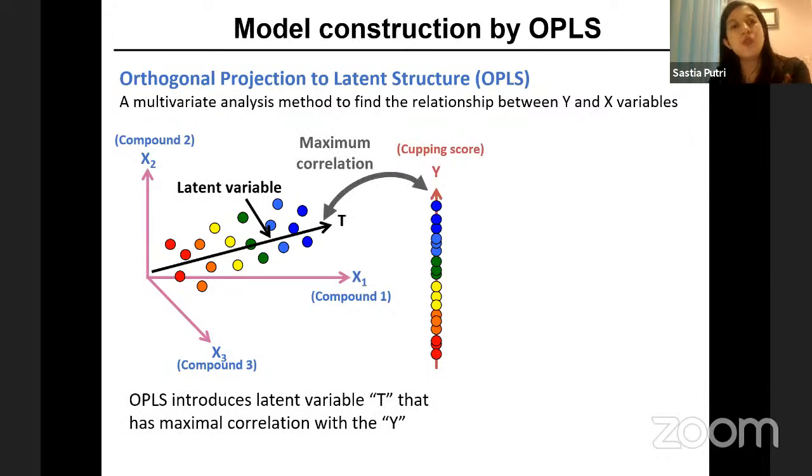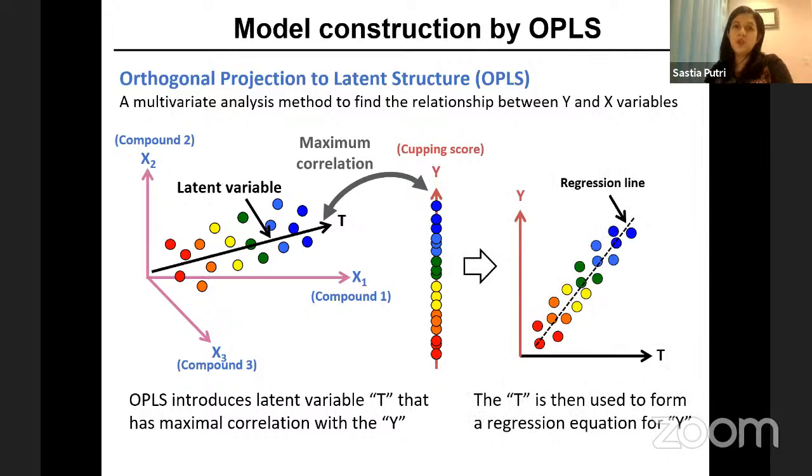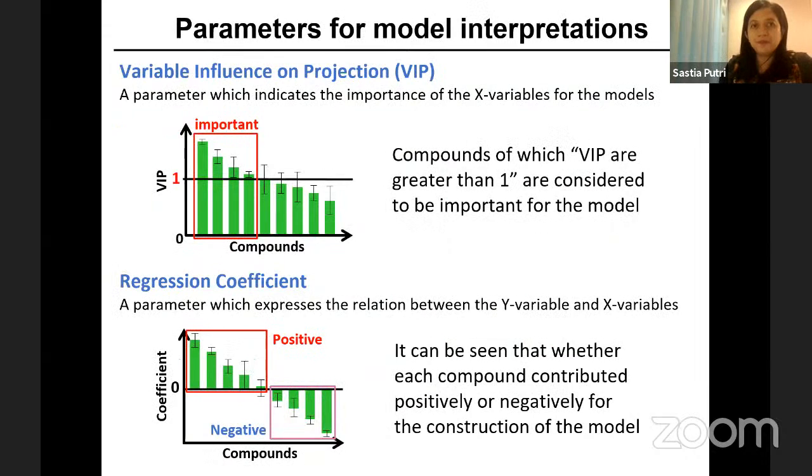So the OPLS introduces the latent variable called P that has a maximal correlation with Y. In this case, Y is the cupping score, and the cupping score is used to define coffee quality. Then here we have these metabolites. The explanatory variables are used as variables to find the correlation with Y.